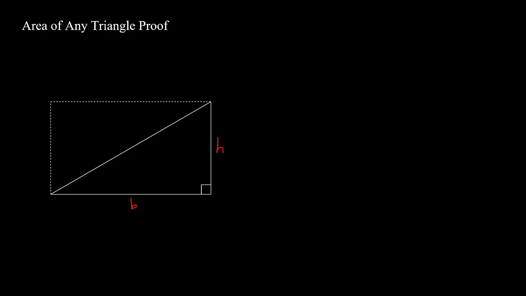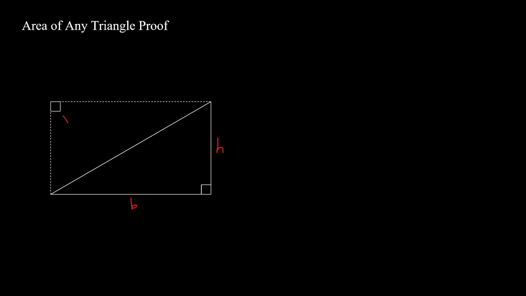To get started on the area of any triangle, we first must establish some basic formulas. So let's say we have a right triangle and it has legs B and H. If we wanted to find the area of this triangle, how will we do that? Well, the critical insight comes when we duplicate this triangle.